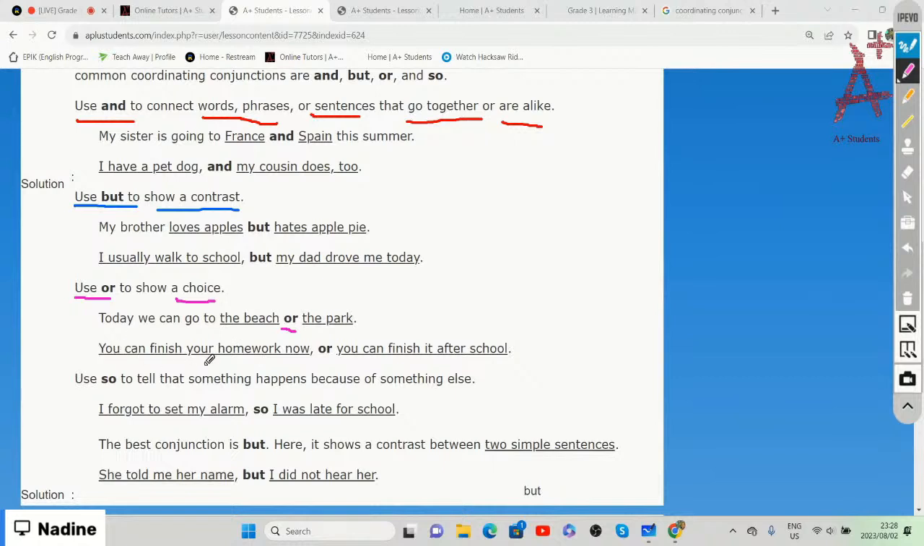You can finish your homework now or you can finish it after school. So here you're also given a choice to either finish it now or to finish it later after school, right? This is the choice that you are given. And the word or is the coordinating conjunction which connects those two sentences, right?